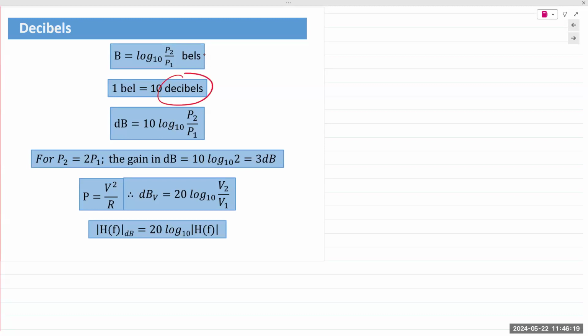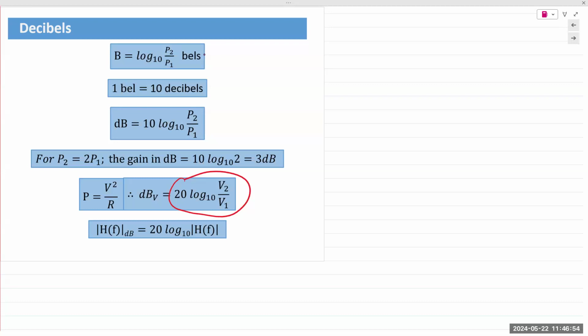So you have a unit known as decibels, or more commonly known as dBs. 1 dB is 10 times log of P2 to P1. Power is V squared over R. When you plug in V squared into this equation, 10 log becomes 10 times 2, right? Log of V squared. And hence you obtain 20 times log of V2 over V1, which is where our transfer function comes into the picture.